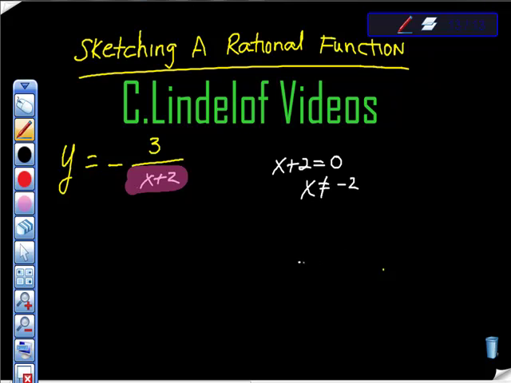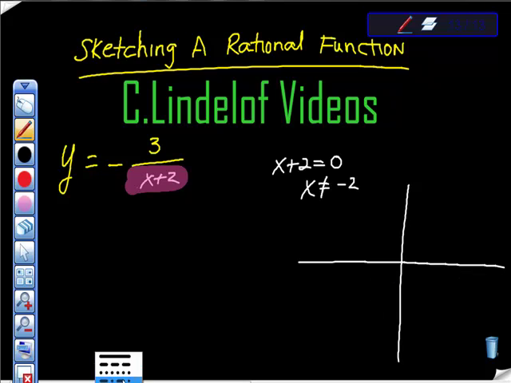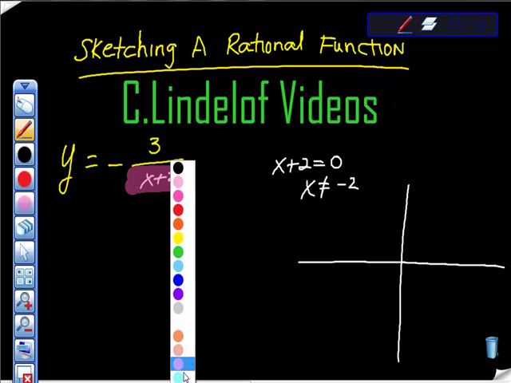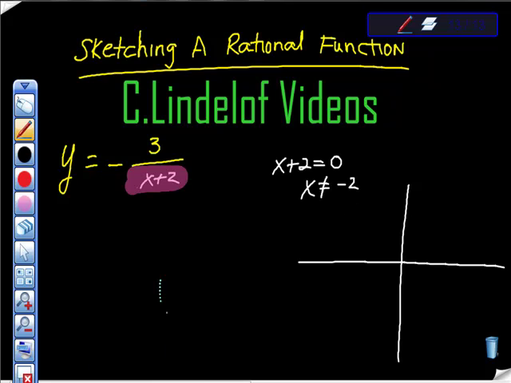From there, I'm going to start my Cartesian plane. This is the x-axis, this is the y-axis. And I'm going to draw this line right here, and I'm going to call this line x equals negative 2, because we know x is not allowed to equal negative 2. It can equal every other value except negative 2.